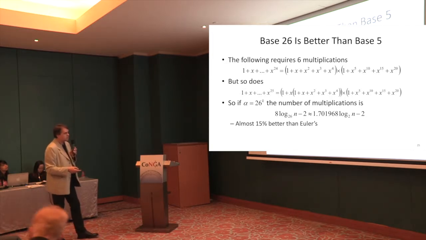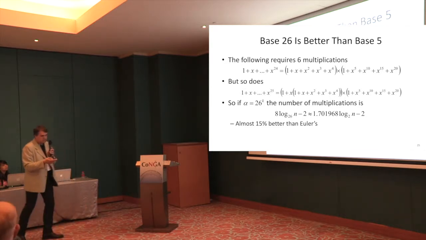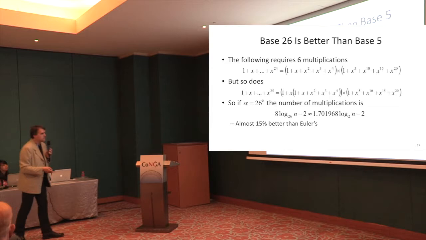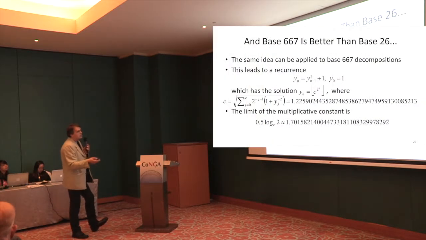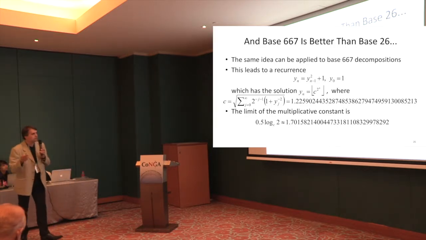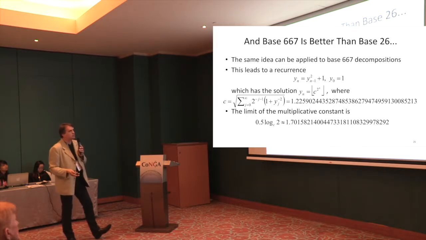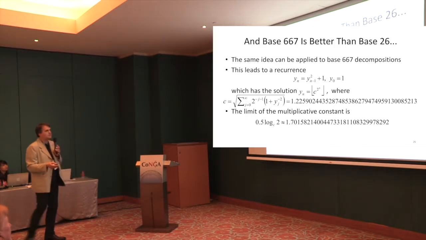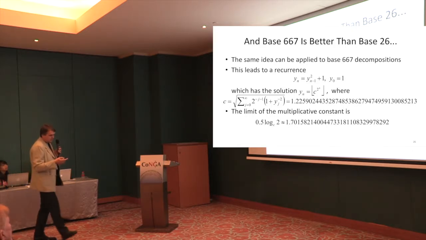And now with base 26, you can get this particular constant reduced to 1.702, which is almost 15% better than the Euler. Once we know how to convert from one base to a better base, we can see that base 667 works a little bit technically better than 26, and we're getting a very curious sequence in here.